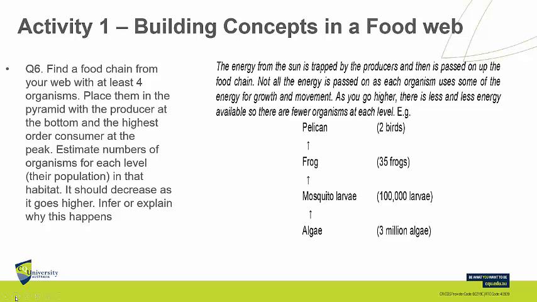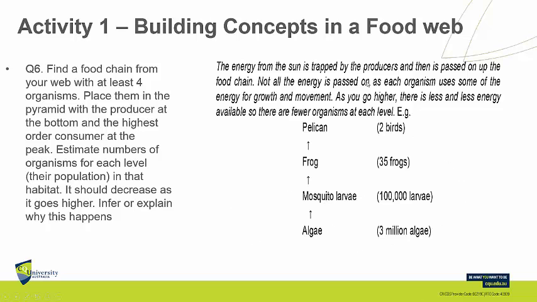Building concepts in a food web. Again, you can take it a level further. Find a food chain, identify 4 organisms, place them in a pyramid with the producer at the bottom and the highest order consumer at the peak. Okay, and then observe. Estimate the numbers of organisms for each level. First of all, make a guesstimate. Then have a period of observation so that you can confirm your hypothesis.